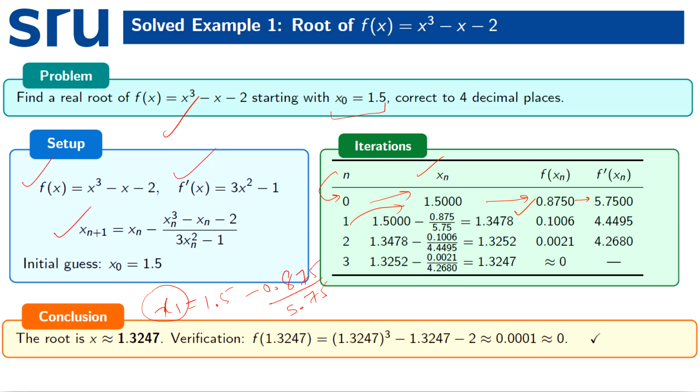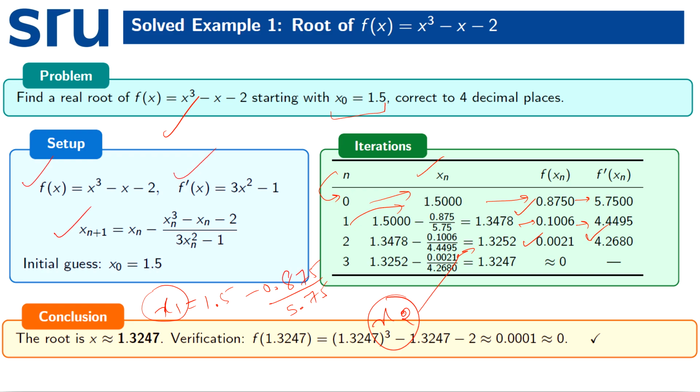After that you calculate the value of the function there, which is 0.1006, and the derivative value f'(x_1) is 4.4495. You are calculating all these values with the help of a calculator because manual calculation becomes difficult. In a similar way you calculate x_2, and that value is 1.3252. Similarly you calculate f(x_2) and f'(x_2).